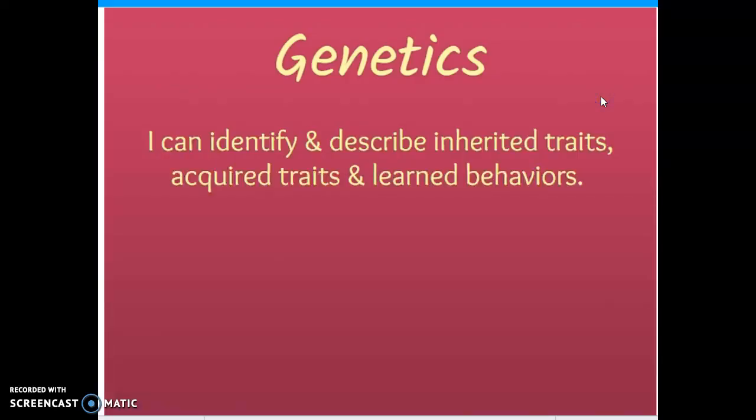All right, we got to start our genetics unit. In genetics, our I can statement is probably the simplest I can statement that I've had all year. This one's pretty simple, and you'll realize how simple it is today. I can identify and describe inherited traits, acquired traits, and learned behaviors. So 3 key things: inherited traits, acquired traits, and learned behaviors.